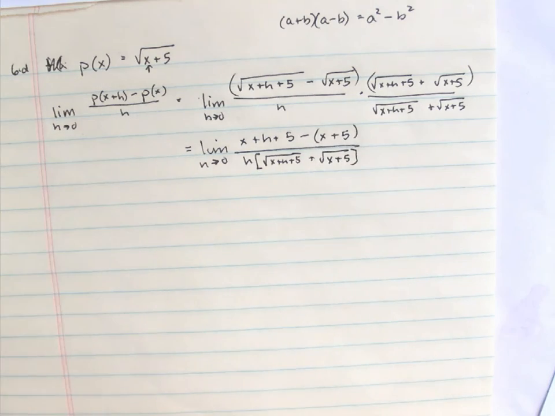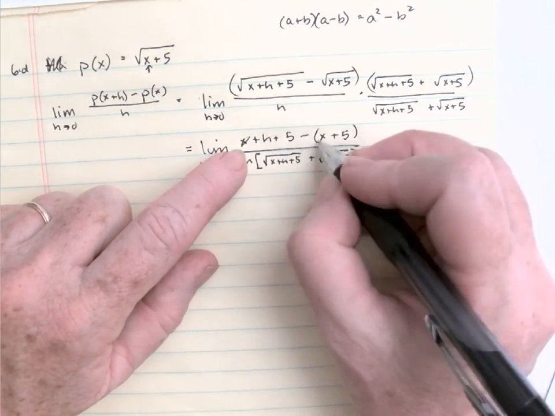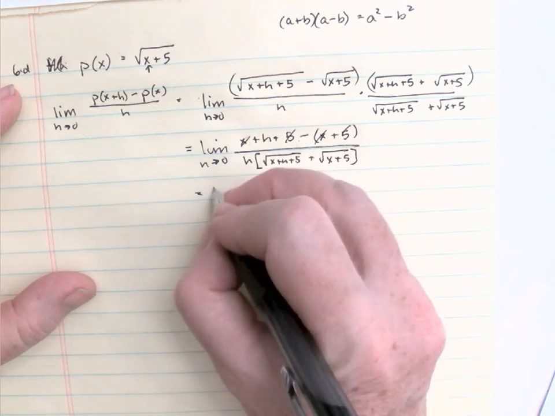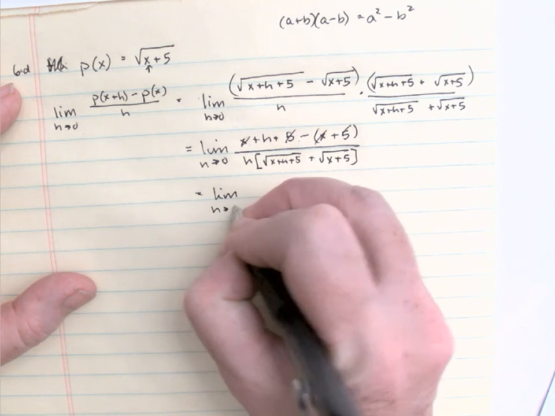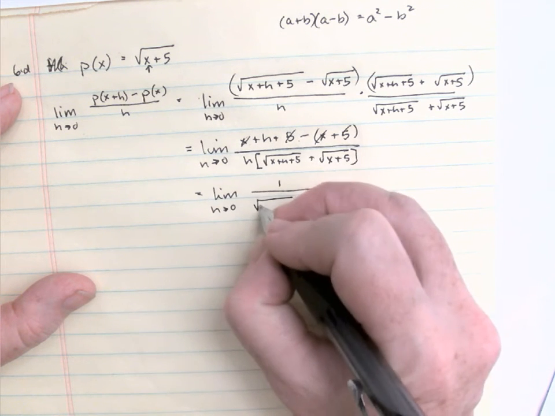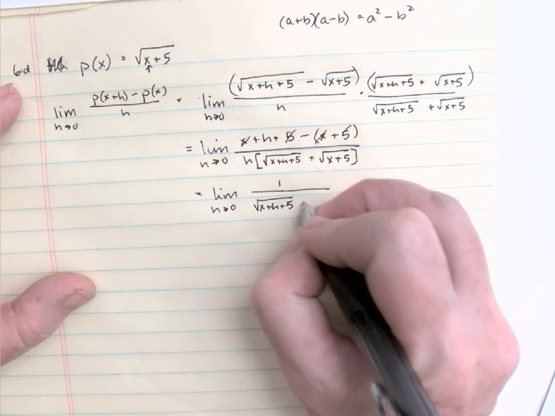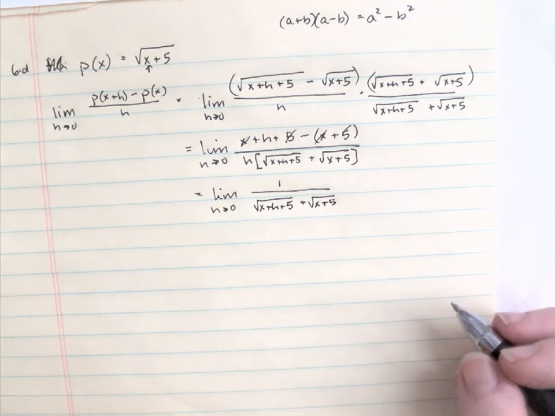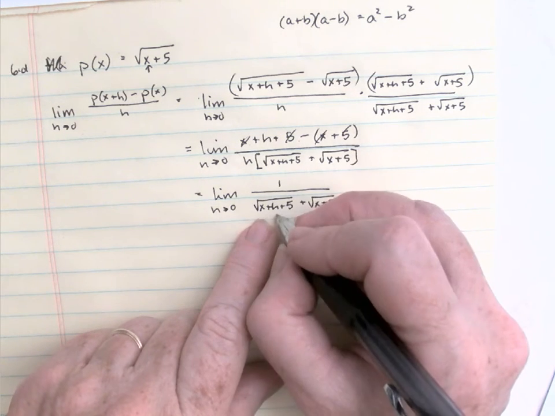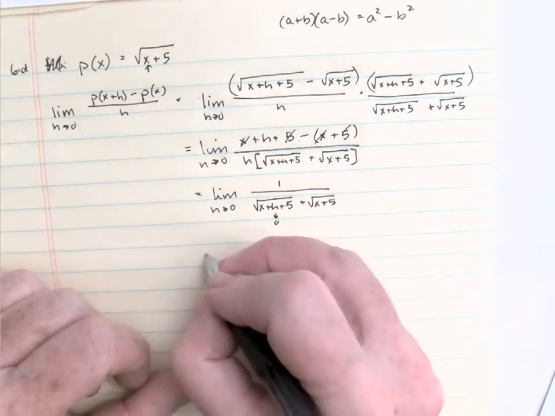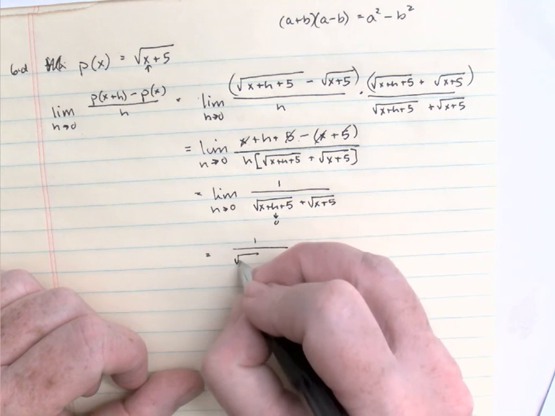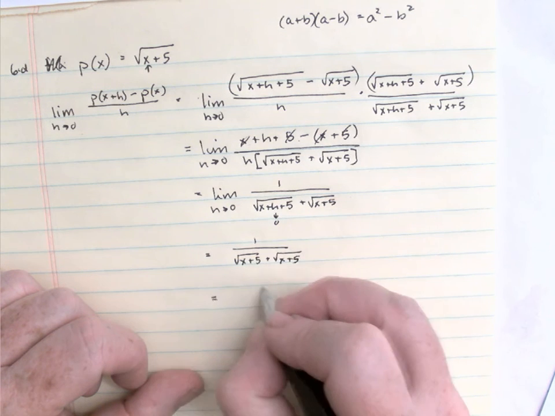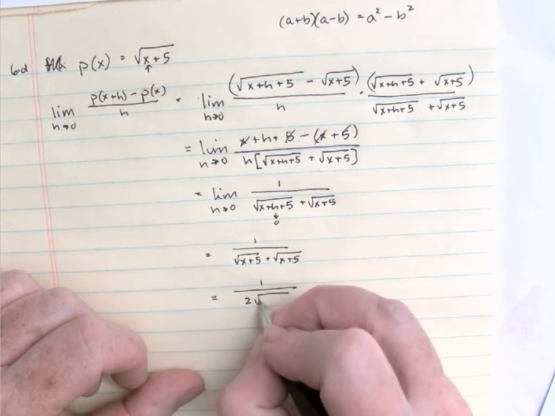Then when we clean up the numerator, we notice our x's will be dropping out, our 5's will be dropping out, and we're just left with h over the bottom. So this is going to give us just 1 over the square root of x plus h plus 5 plus the square root of x plus 5. And now it is perfectly safe for us to plug in 0 for h. So this will become 0, and we'll just be left with 1 over square root of x plus 5 plus square root of x plus 5, which is just going to give us 1 over 2 times the square root of x plus 5.